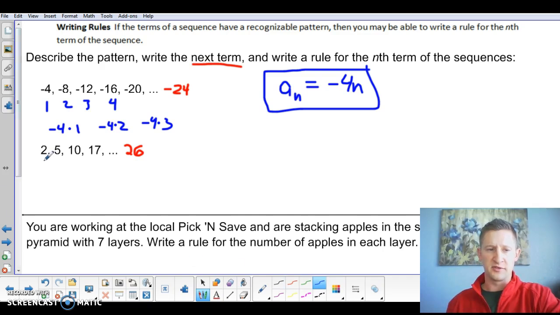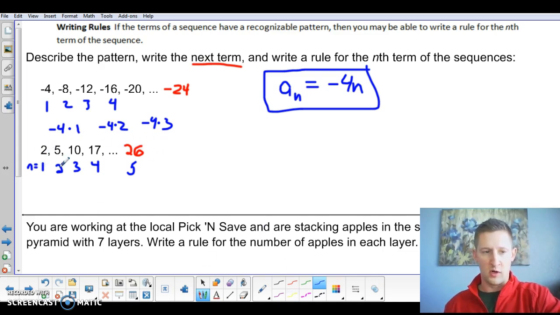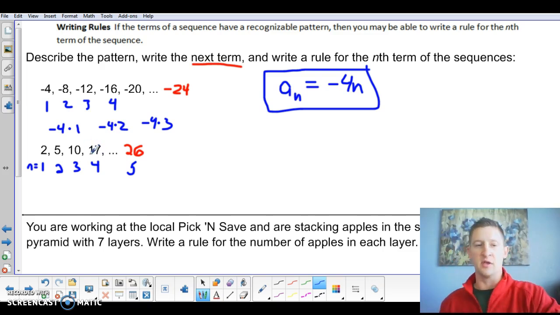So again, as you come up with these rules, some are a little bit tricky. Always remember, I'm plugging in 1 to get 2, 2 to get 5, 3 to get 10, 4 to get 17, and 5 to get 26 in this case. So how do I turn these numbers into the terms that I see here? Well, let's see, 2 is 1 more than 1. 5 is 3 more than 2. This is 7 more, and this is 13 more. Again, not a great thing there.